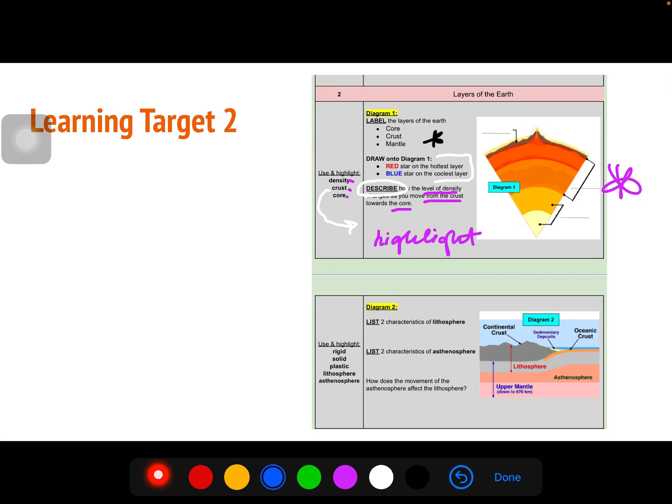Second part of learning target 2 is down here with diagram 2. You see here we've got the labels of the parts we just focused on, lithosphere and asthenosphere. So we're adding in 2 characteristics of each one. Again, we broke those down in our notes. And what do we know about the movement of asthenosphere impacting the lithosphere? This was like our boat question, right? So again, we're thinking about using and highlighting all these words in our learning target number 2. So those should all be used and then highlighted up. So I'm going to be looking for those uses and highlights the next time we are together.